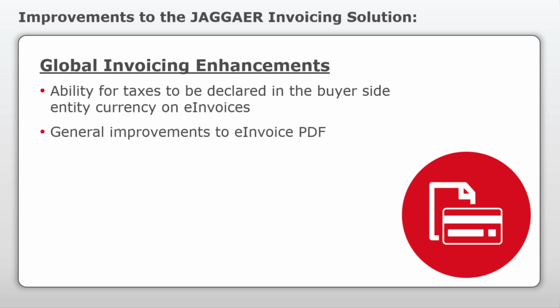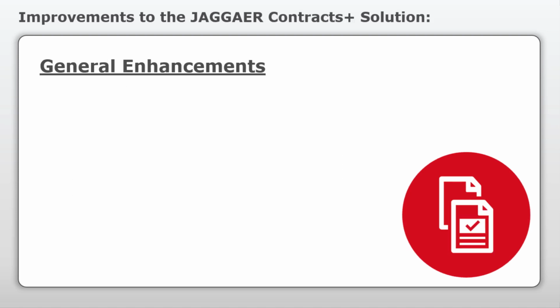You'll also see some general improvements to the e-invoice PDF. We've optimized the size, changed the font to support additional foreign characters, and restructured to make it easier to read key content, for instance, the line-level tax breakdown.